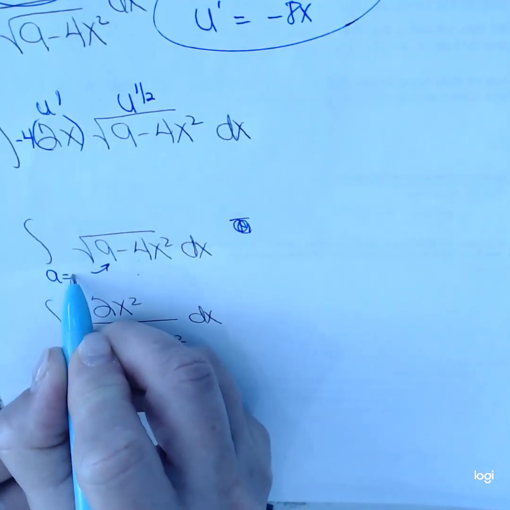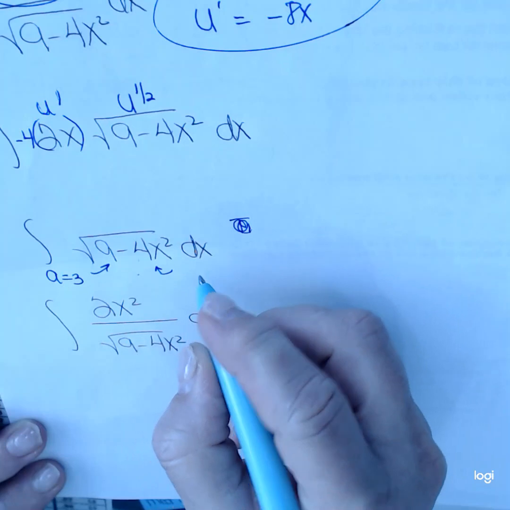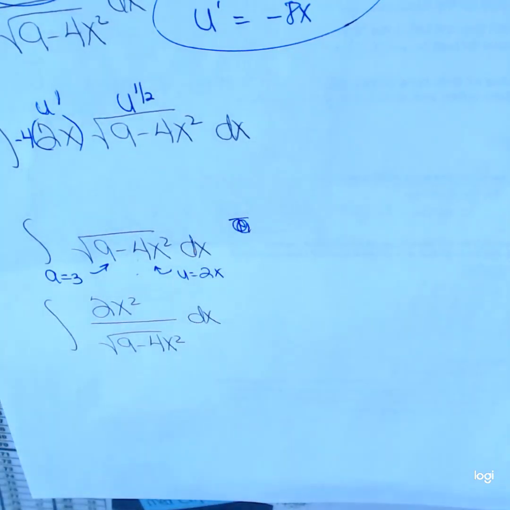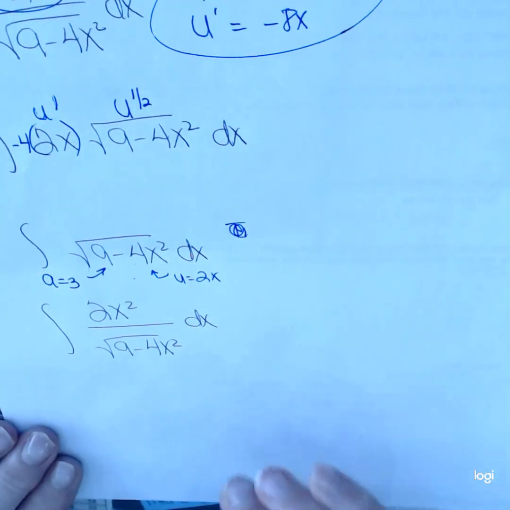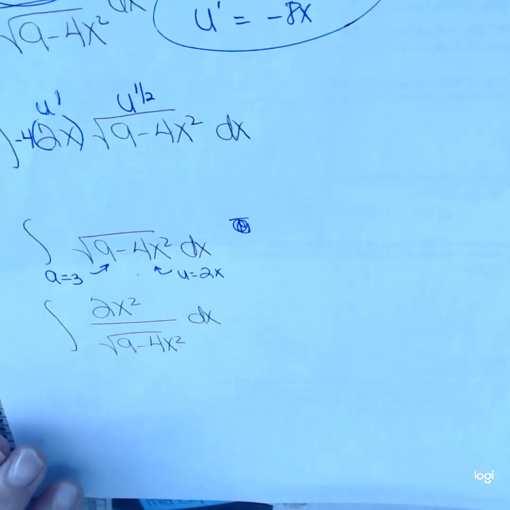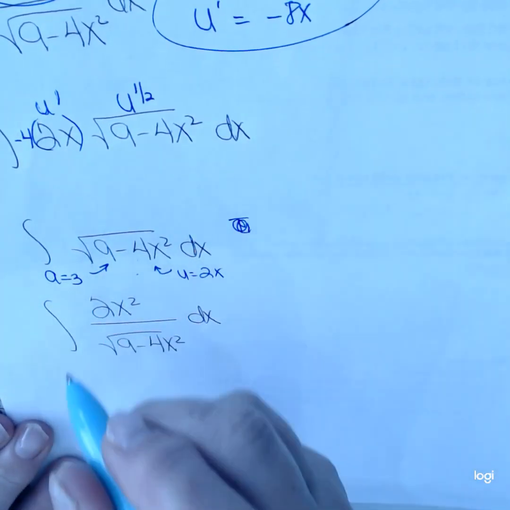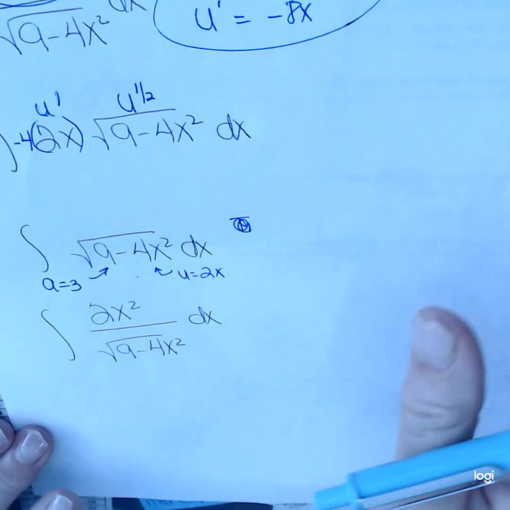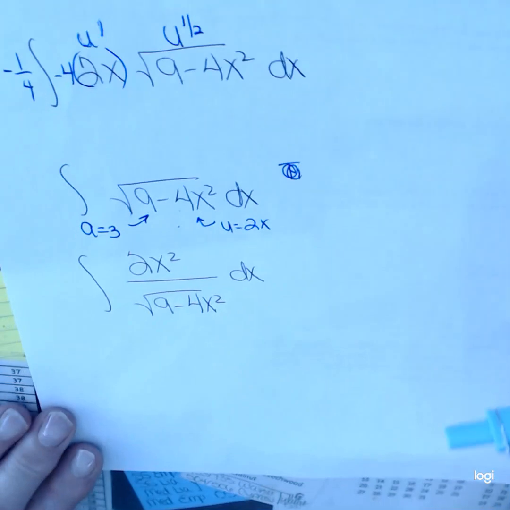a is going to be equal to 3. u is going to be equal to 2x. And again, you don't need a u prime when you are doing a trigonometric substitution. Here we are using a squared minus u squared, so we're going to use that first substitution. Again, I'll let you go through and work that.